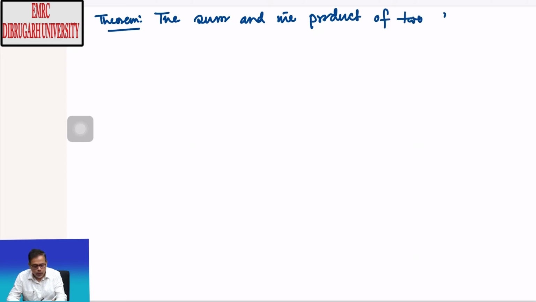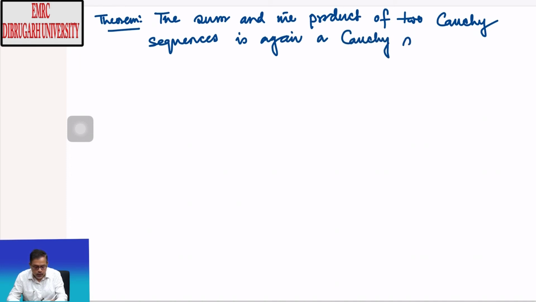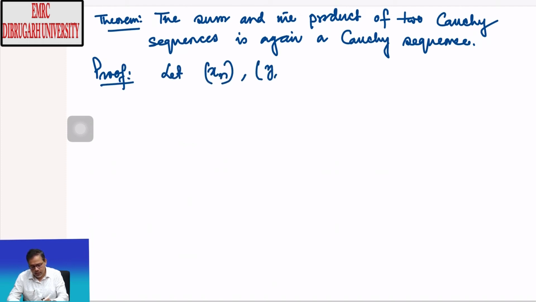The next theorem is: the sum and the product of two Cauchy sequences is again a Cauchy sequence, right. How to prove this result? Let x_n and y_n be two Cauchy sequences.